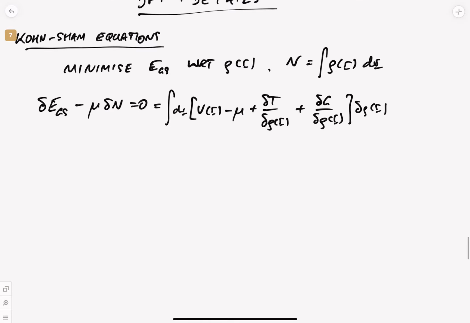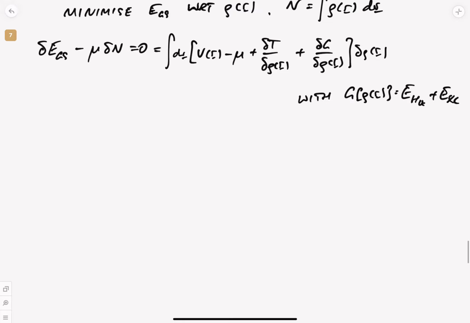And we have defined G of rho of r as simply equal to E Hartree plus E_XC. So those are the electron-electron interaction energies. The only way that this condition can be obeyed for all values of delta rho is if the following equation is true. So delta T by delta rho of r plus V of r, the external potential, plus delta G by delta rho of r is equal to mu.